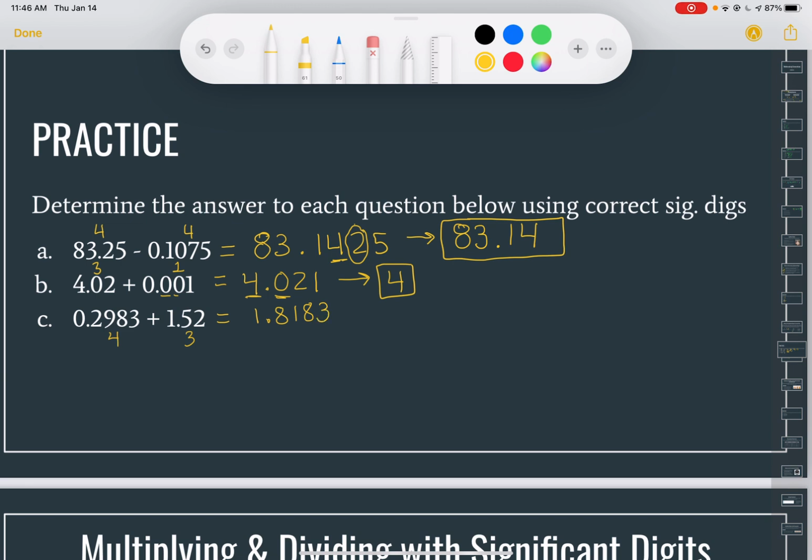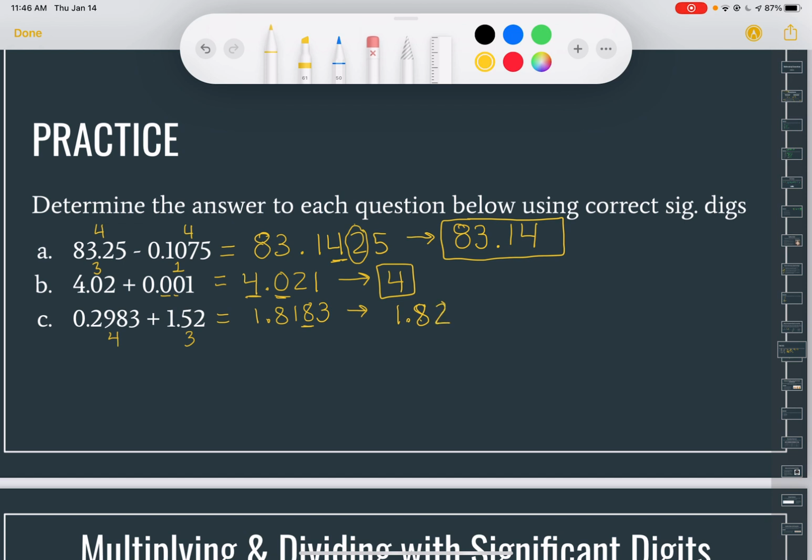Right there, it's got a 5, so we need to round it to 3. So basically we write 1.8, and if we put it as 1.8, that would be wrong, because the next number is 8. So that's higher than 5. So this becomes 1.82.